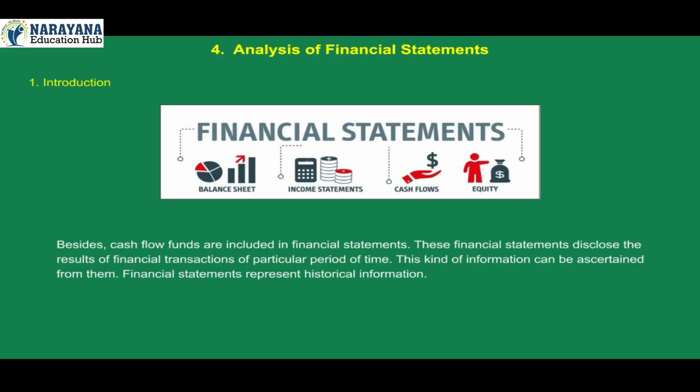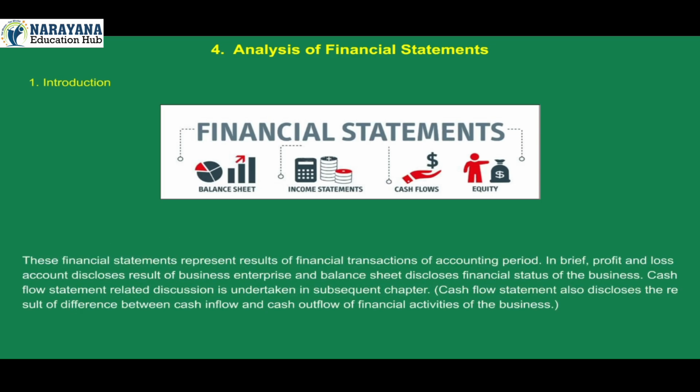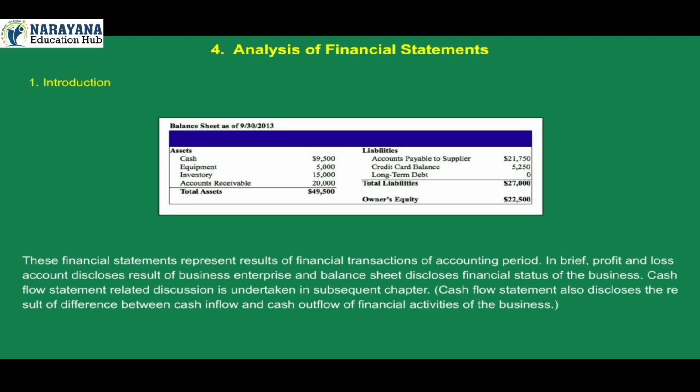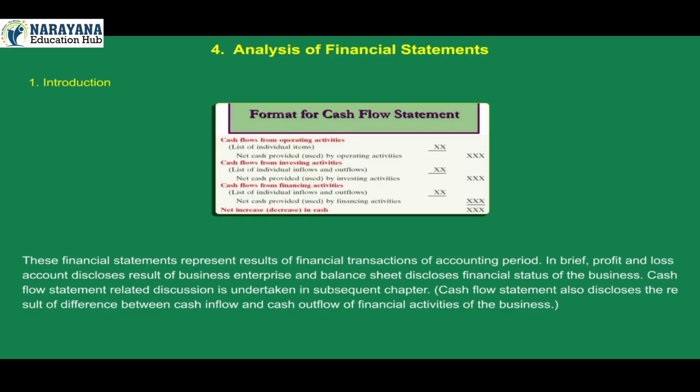This kind of information can be ascertained from them. Financial statements represent historical information. These financial statements represent results of financial transactions of the accounting period. In brief, the profit and loss account discloses the result of the business enterprise and the balance sheet discloses the financial status of the business. Cash flow statement related discussion is undertaken in a subsequent chapter. The cash flow statement also discloses the result of the difference between cash inflow and cash outflow of financial activities of the business.